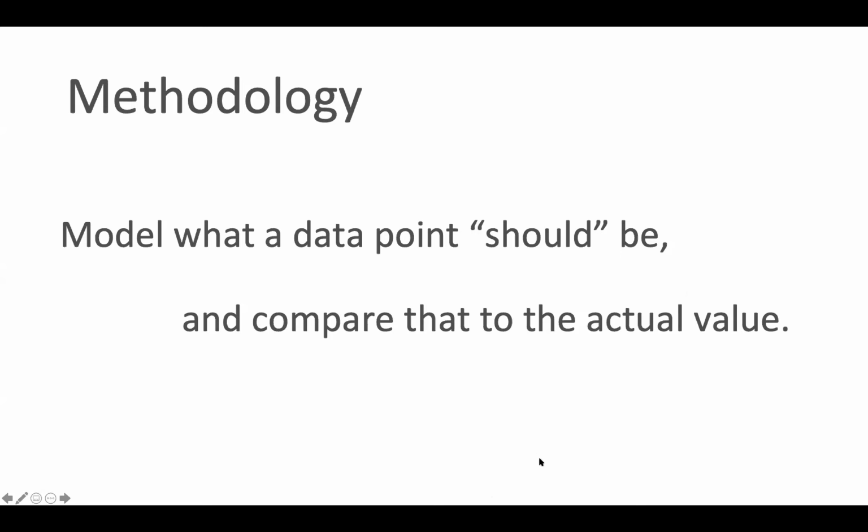Our general methodology for detecting outliers in our platform is that we model what a data point should be, and I put should in quotes there, and compare that to the actual value. So this could be a number of different ways of modeling what it should be. It could be something fixed and static, all the way up to some advanced algorithm that is trying to anticipate what a value should be. Either way, we're trying to anticipate what it should be and then compare that to an actual. And if we see a variance, that's what's triggering an outlier and a notification and so forth.